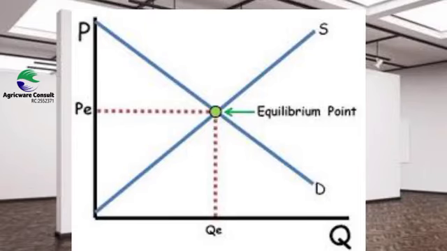Remember our demand curve slopes downwards. So where they meet at this point is my equilibrium. So here is the point of equilibrium, where my demand and supply curves meet.